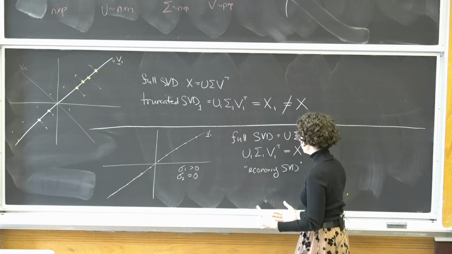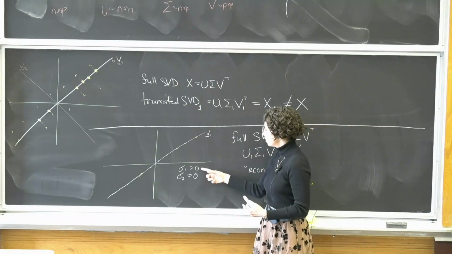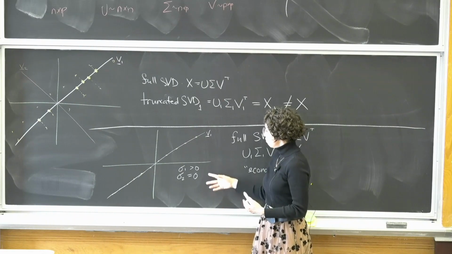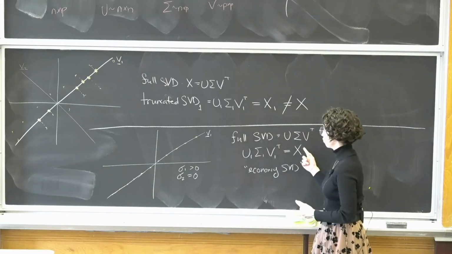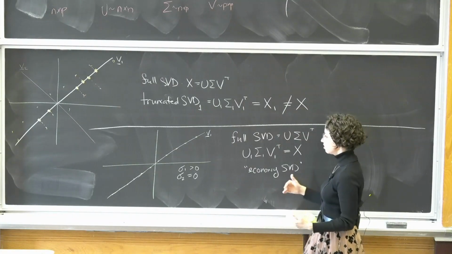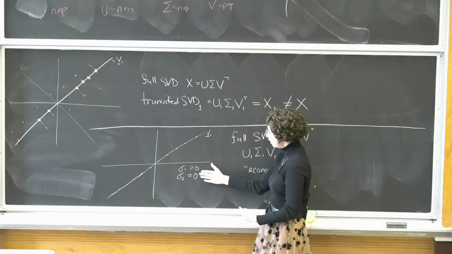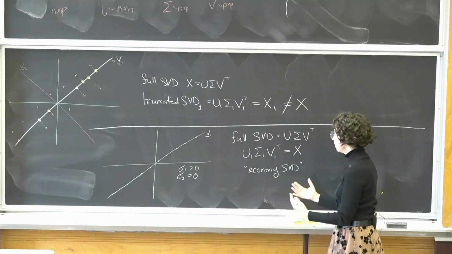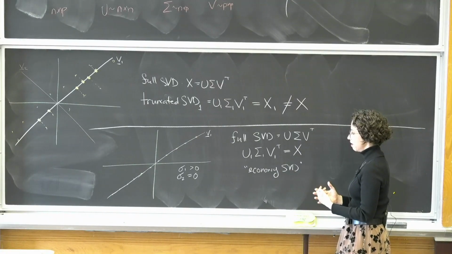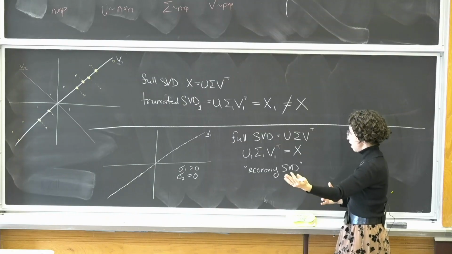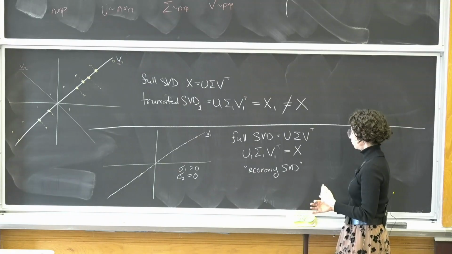And what we said before is that the rank of the matrix X is equal to the number of singular values that are greater than 0. So when we look at these singular values, this is telling us that the matrix X is rank 1, which is telling us that all of the points lie in a 1D subspace. So just by looking at the singular values, we can immediately say something about the geometry of the points, the rows of X.